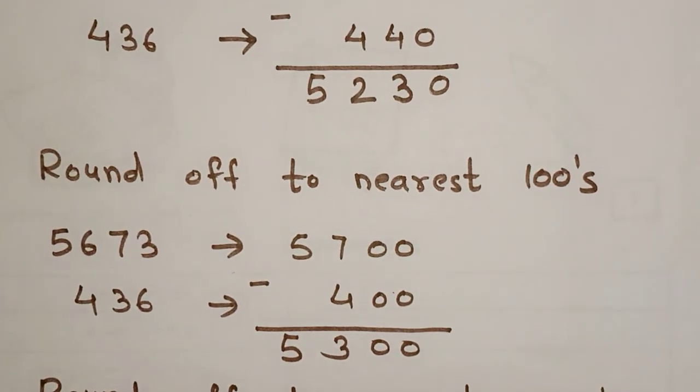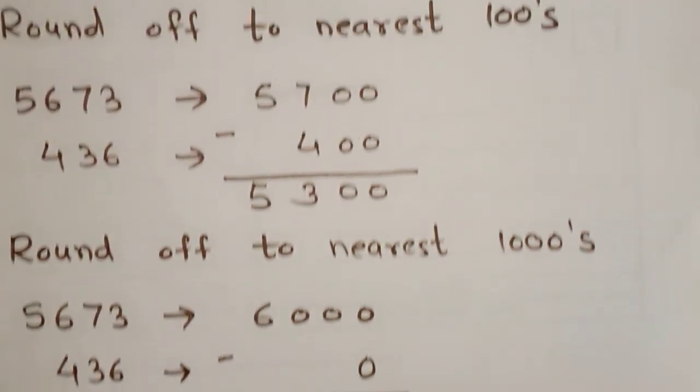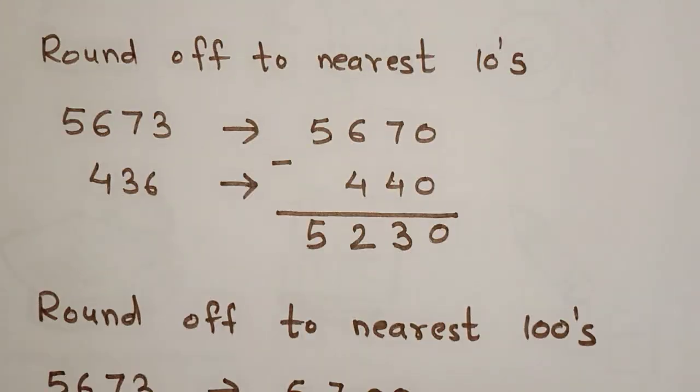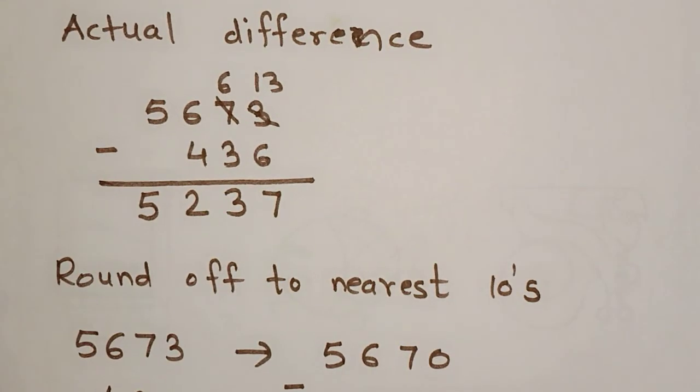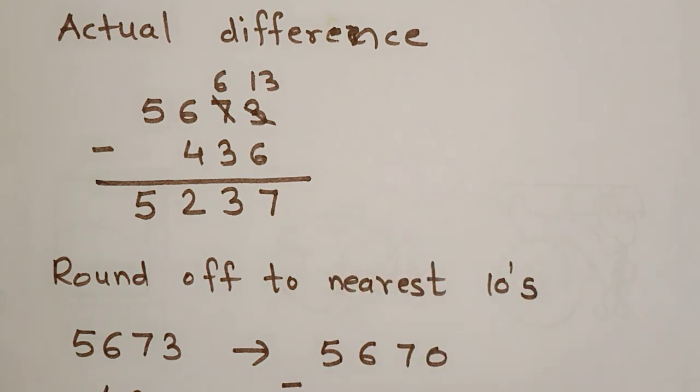Now let's round off to the nearest hundreds. We get 5,700 minus 400. We get 5,300. Now let's round off to the nearest thousands. It becomes 6,000 minus 0, which is 6,000. Now among these three, 5,300 is the better and meaningful answer, which is nearest to our actual difference. So this is about the difference.